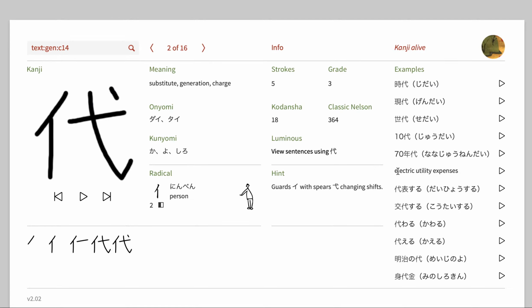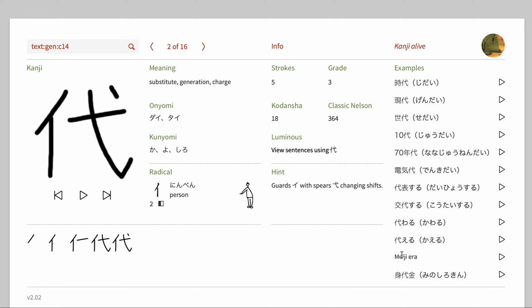Denki dai or suido dai. Your denki dai is your electricity bill. Your suido dai would be your water bill. Daihyo suru, to represent, at a match or at the Olympics. Kotai suru is to take turns or to alternate. Kawaru, to take the place of. You'll often see that as something no kawari ni, like in the place of one thing, another thing. Kaeru means to exchange or replace.